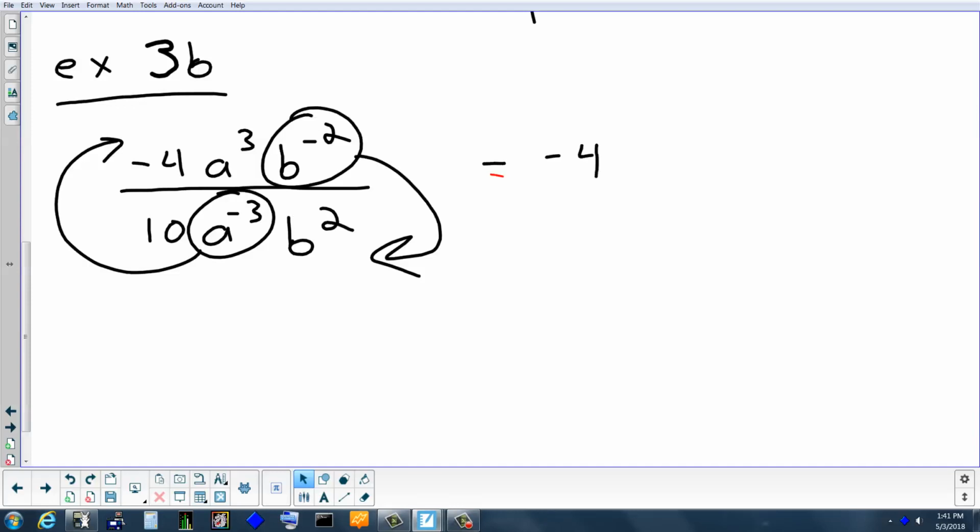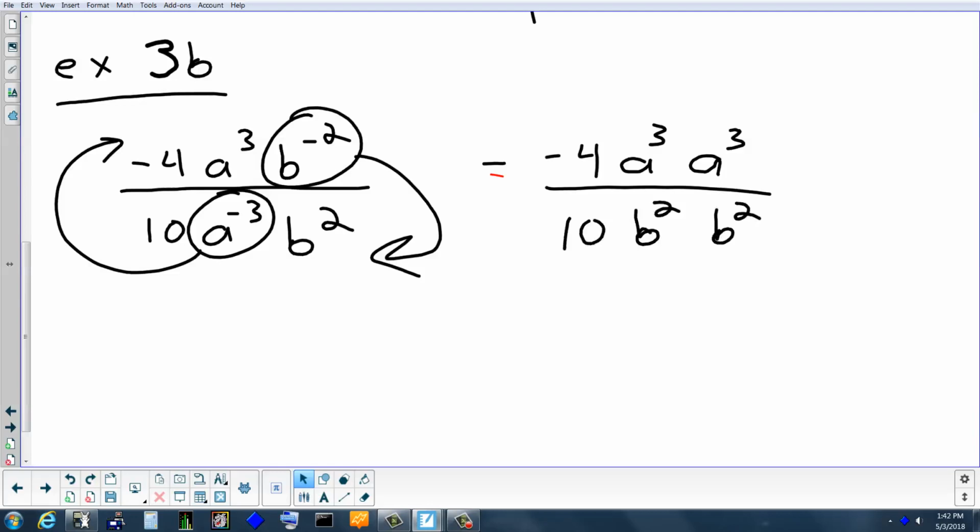So Xander just said negative 4, a to the third, and another a to the third. We're going to combine it in the next step. Now, the bottom, you still have a 10. You still have the b squared. But what else is going to be in the bottom? B to the negative 2. It takes away the negative when you move it.